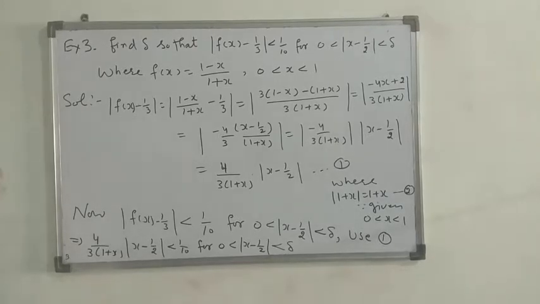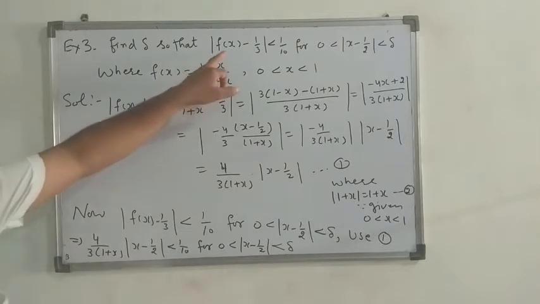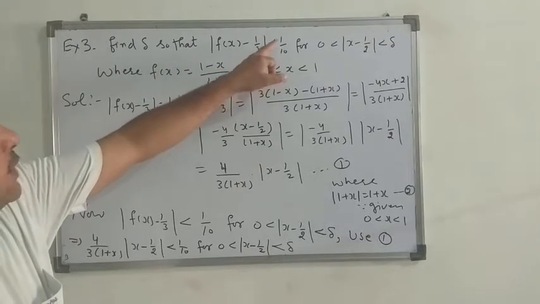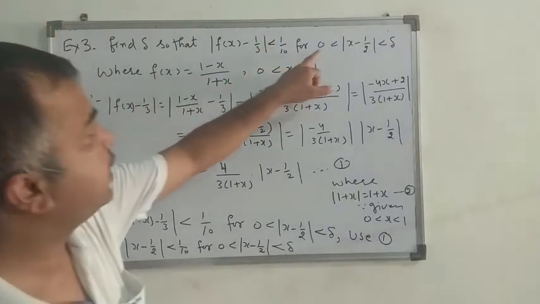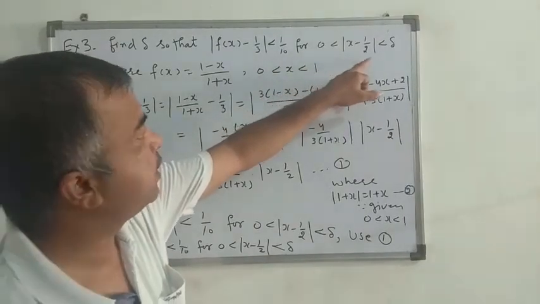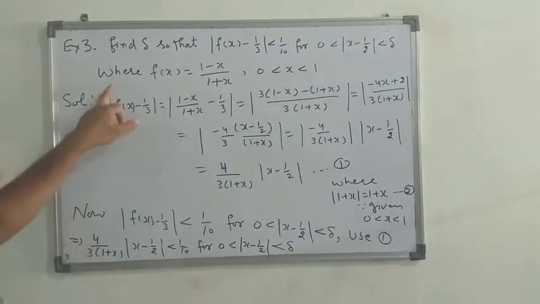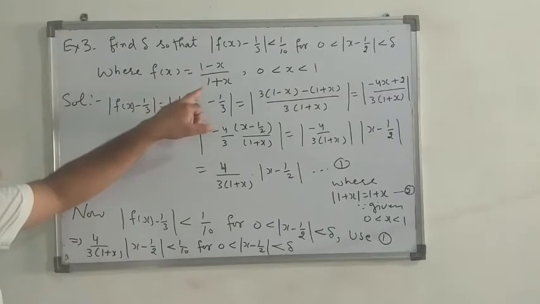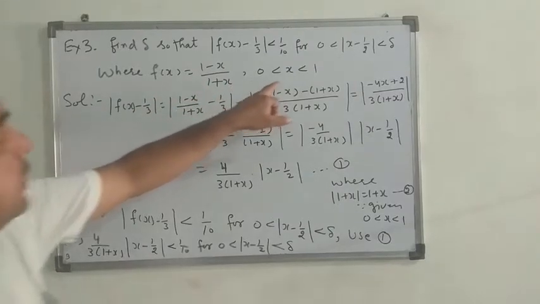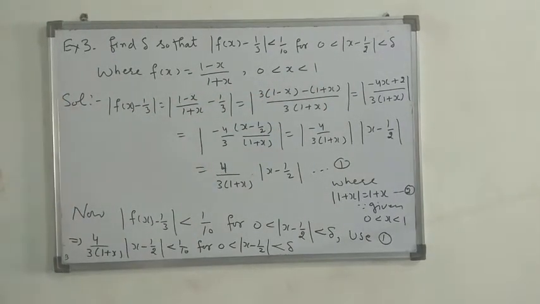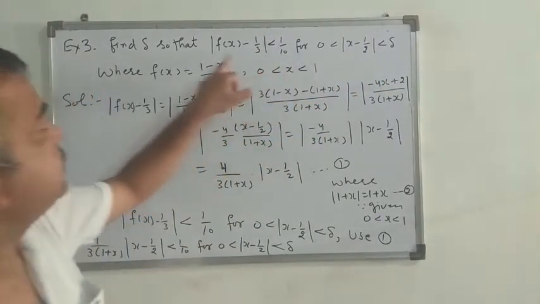Hello students, next in continuation with limit and continuity, third example: find delta so that |f(x) - 1/3| < 1/10 for 0 < |x - 1/2| < delta, where f(x) = (1 - x)/(1 + x), 0 < x < 1. That is, we are to find a number delta which satisfies this condition.